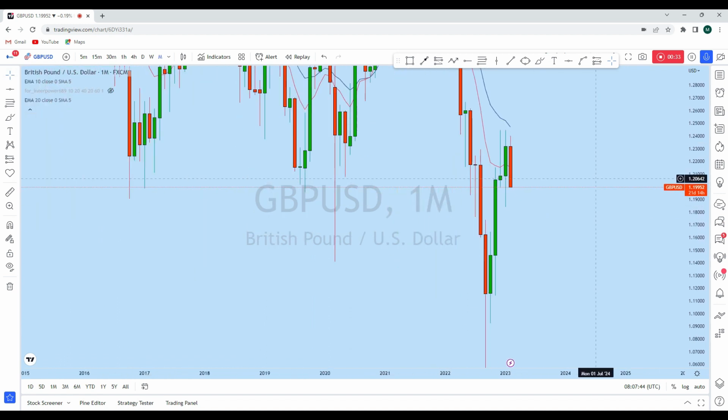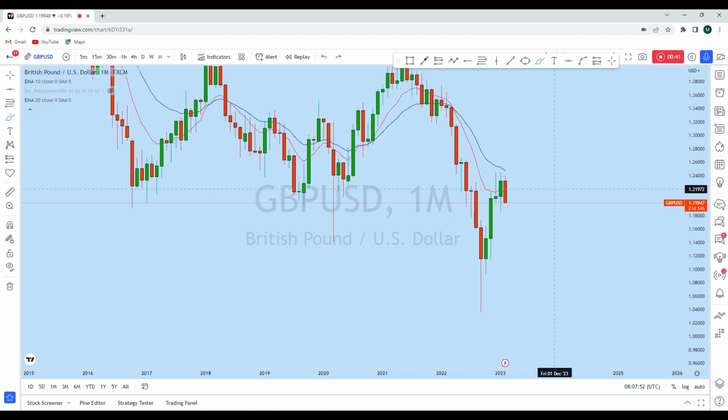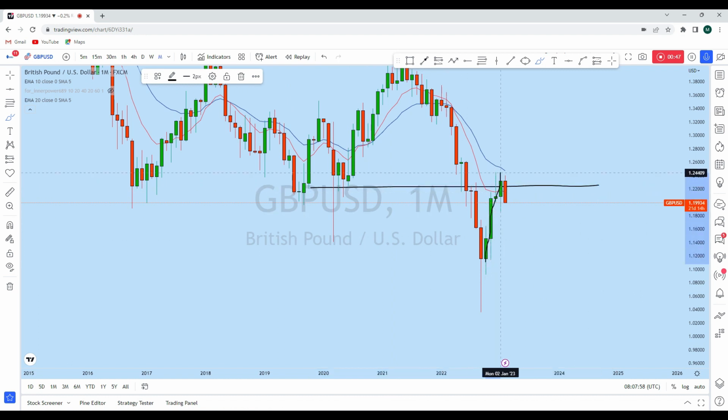Now, from the monthly perspective, we see that GBP USD was back to back 4 months in a strong bullish momentum. With that momentum, we have seen that GBP USD has broken all these important monthly levels of resistance and created this overextended market to the upside.